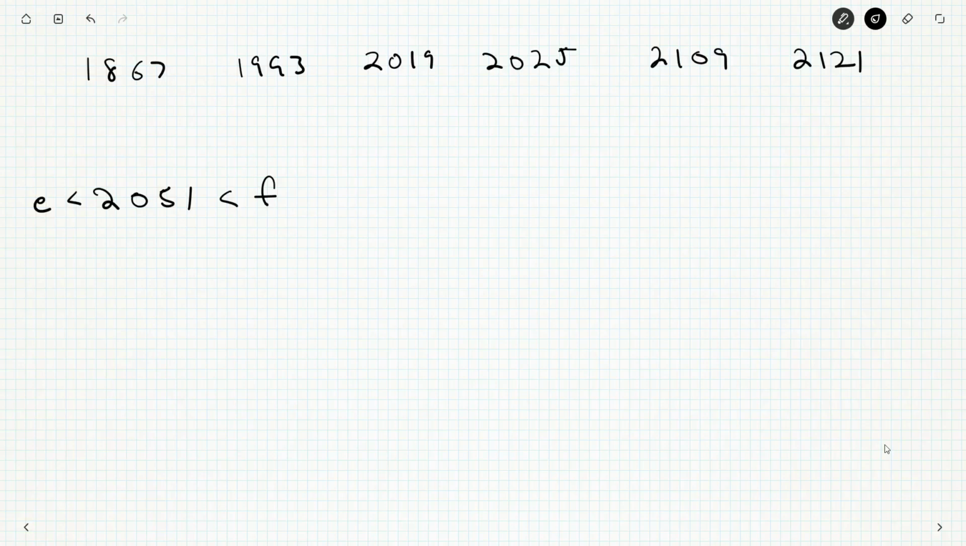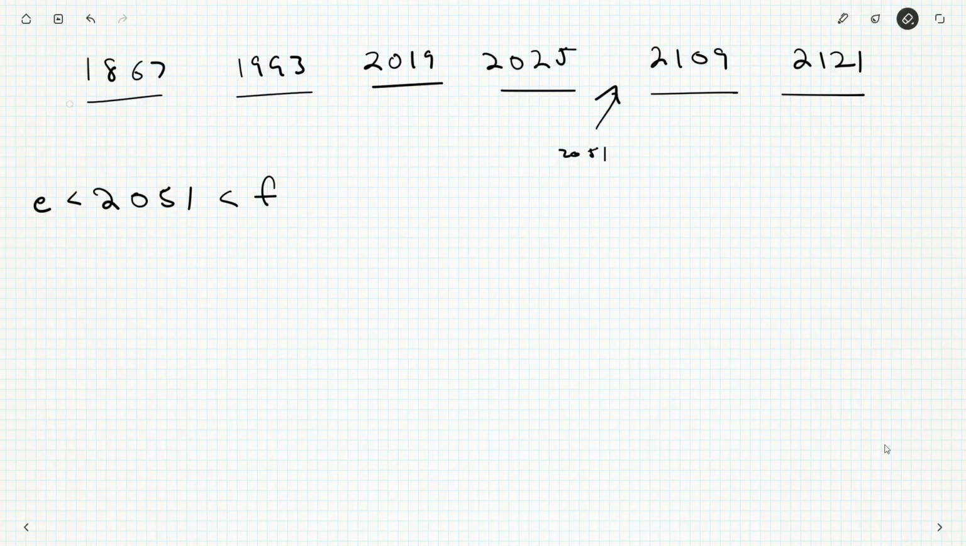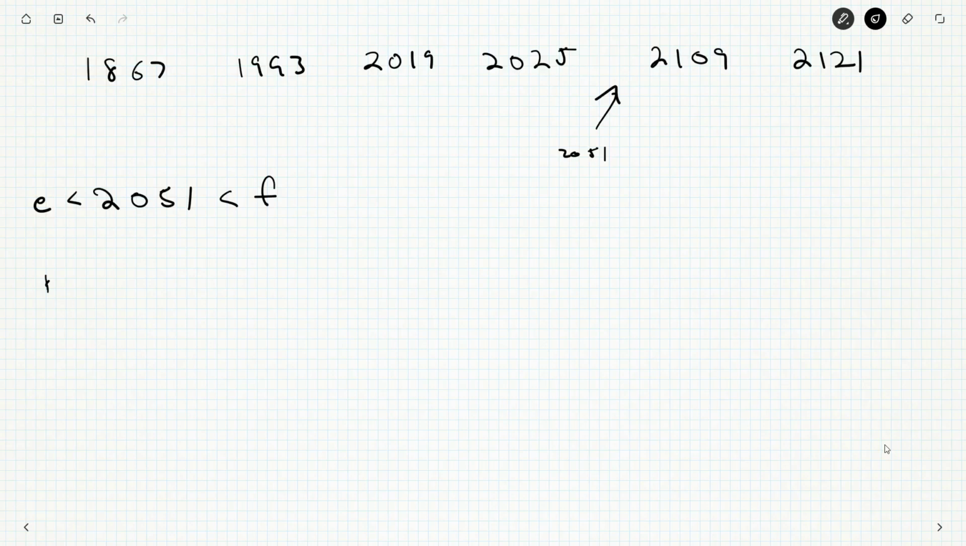So it will never be the average of the two 2100 numbers because they'd be bigger than 2051. It also can't be the average of two of the ones that are below it, because 2051 fits right in there. So it's got to be one that's above and another one that's below. Well, I've only got two that are above. Suppose, let's say, what if F were 2121?